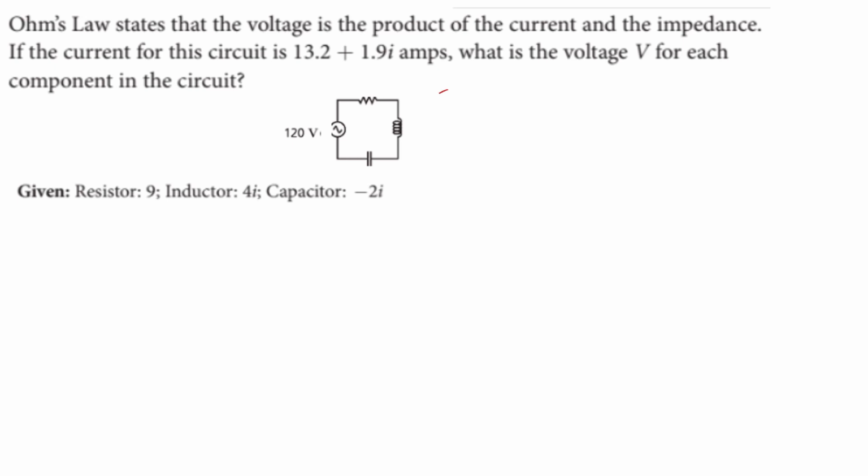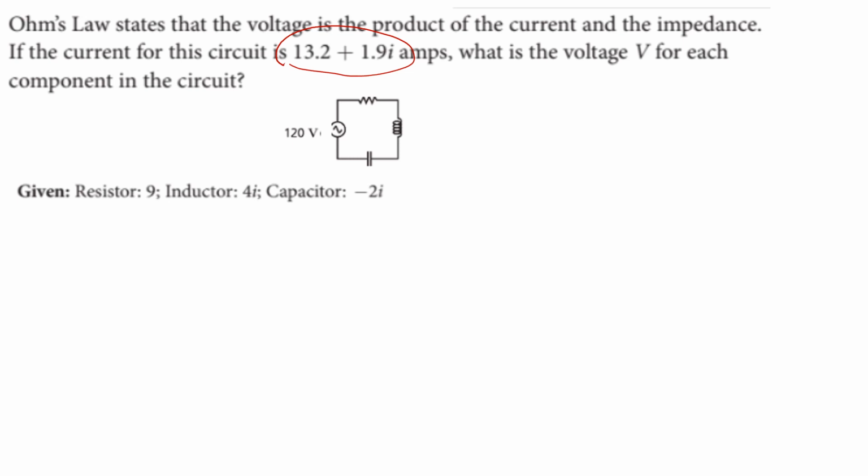Before doing anything or reading anything, look at the diagram. Ohm's law states that the voltage is the product of the current and the impedance. If the current for this circuit is given by 13.2 plus 1.9i amperes, what is the voltage for each component in the circuit? We have to find the total impedance as well as the voltage of each component.